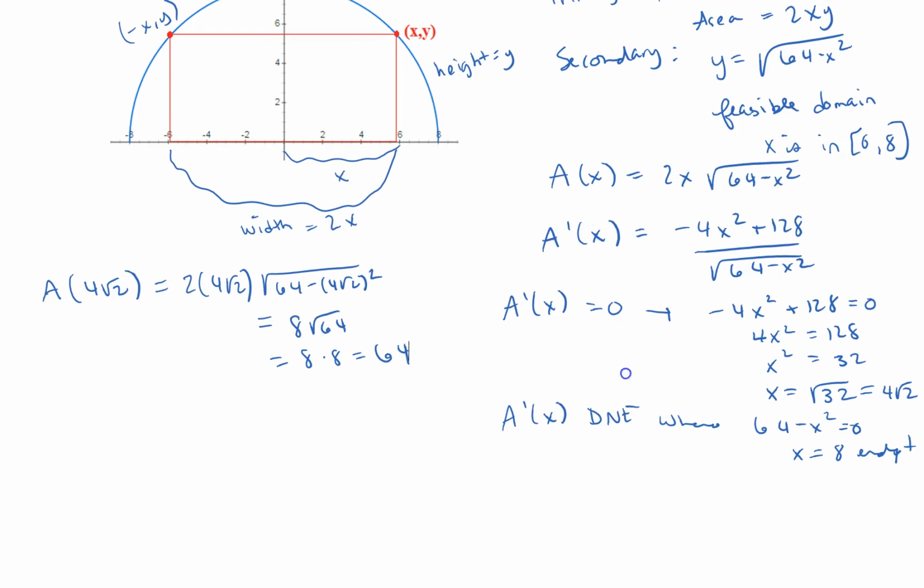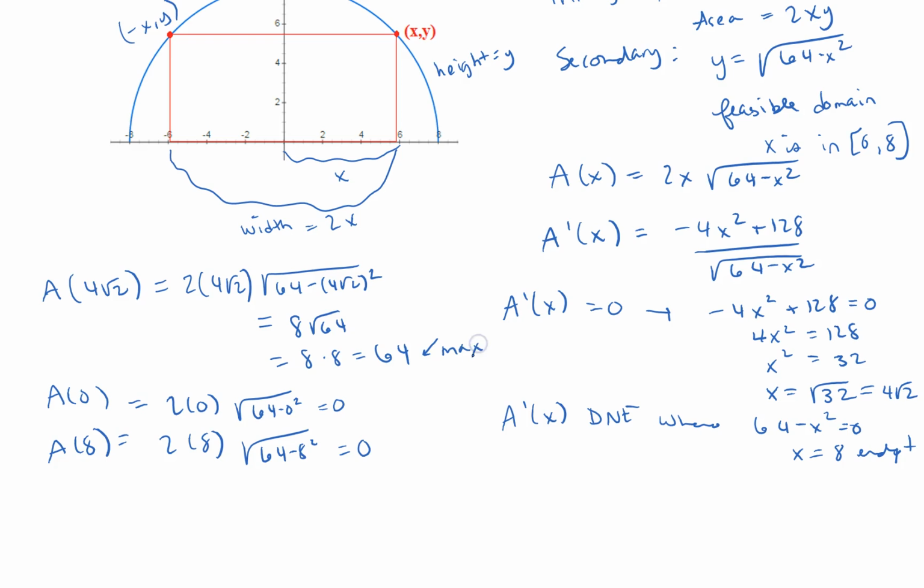If we found A of 0, we would have 2 times 0 times the square root of 64 minus 0 squared, which is 0, and A of 8, which would be 2 times 8 times the square root of 64 minus 8 squared, or 0 as well. So we can verify that this is the max. We do need to find y. So y would be the square root of 64 minus, I'm just going to go back to that root 32 just for convenience. So that's the square root of 64 minus 32, or the square root of 32, which is also 4 root 2.